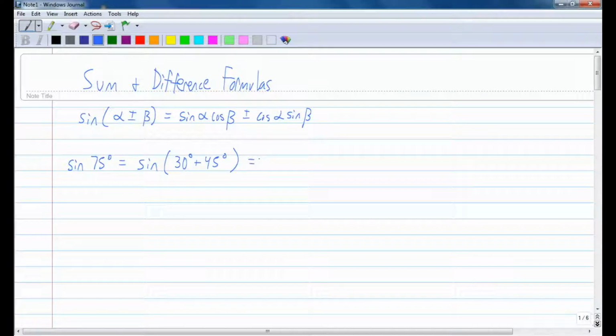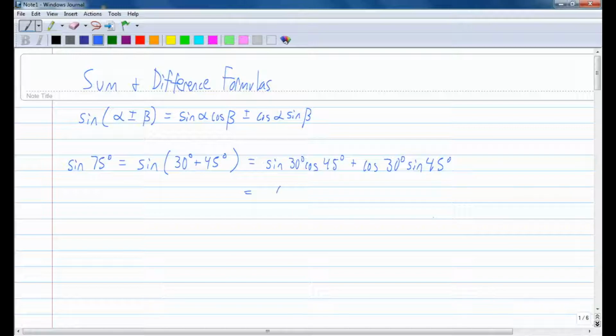So that's going to be sine of alpha, which is the first angle measure, beta is the second. So that's the sine of 30 degrees times the cosine of 45 degrees. Now, when I use a plus right here for a sum, I use a plus right here for a sum. So I'll say plus cosine of 30 degrees times the sine of 45 degrees.